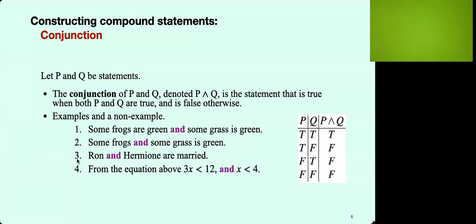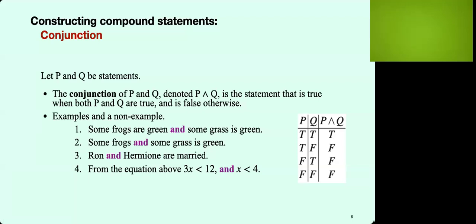All right. The third one is a warning statement. Ron and Hermione are married. At first glance it looks like it might be a statement, but it's a little bit ambiguous. In mathematical writing in this course, and in the law and other instances, if a sentence can be interpreted in two different ways, then it should probably be rewritten. And the sentence Ron and Hermione are married can be interpreted two ways.